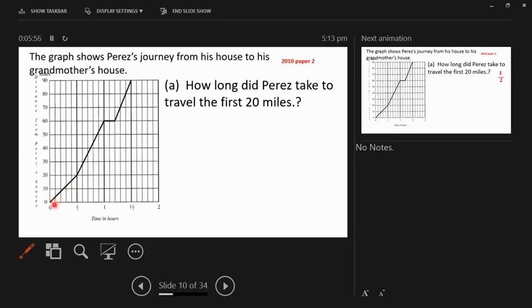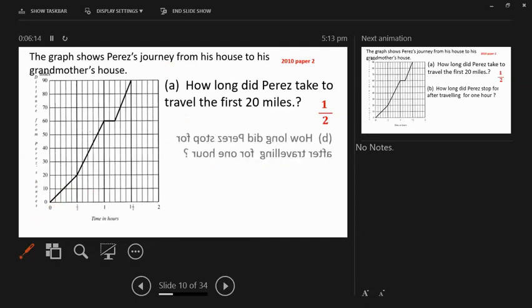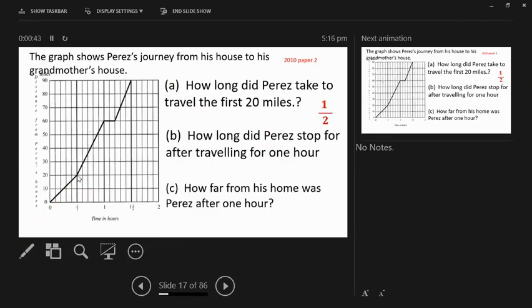Each one of these represents 6 minutes. Okay, good. So that's how we would determine how much each line represents. So it took Perez half an hour. Question B, here, and then come down and see it right there.